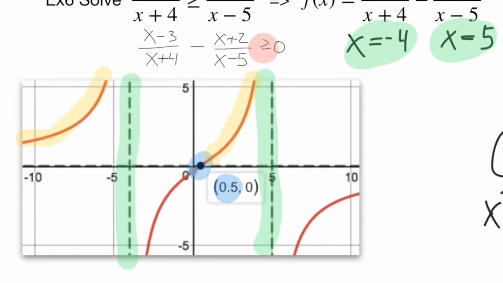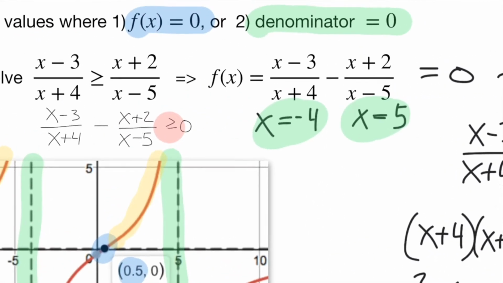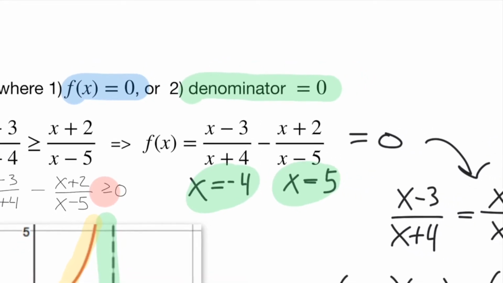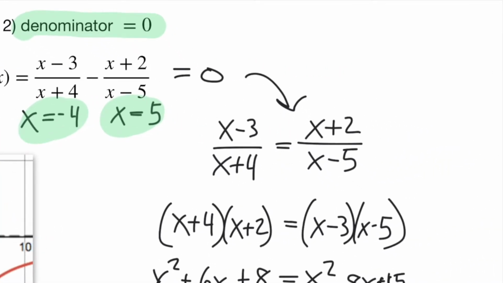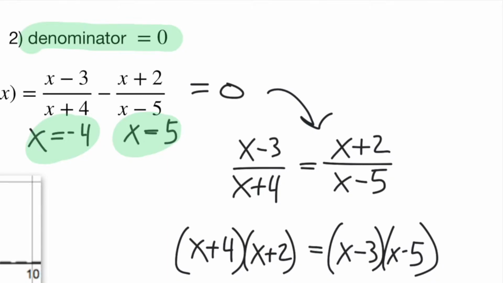If you don't have a graphing calculator, then you have to figure out two different things. When is the entire related function equal to 0, and when is the denominator equal to 0? When are we going to have breaks in the graph? So here it is. What I actually did was I moved it back over so that we have both rational expressions equal to each other.